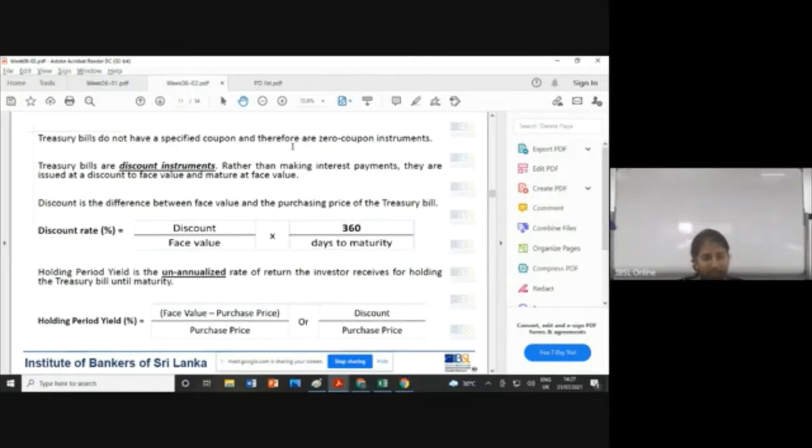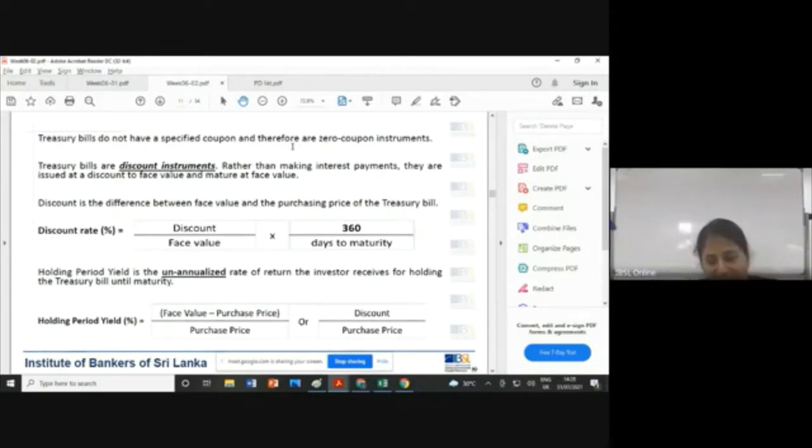How are they traded? They have a face value. They are issued at a price lesser than the face value, and then on maturity you receive the face value. The difference between the issue price and the face value is going to be the interest, or the income, or the discount for the lender. Remember, treasury bills always have a face value. Issuance is done at a price less than the face value. On maturity, are you going to get the issue price? No. You will get the face value.